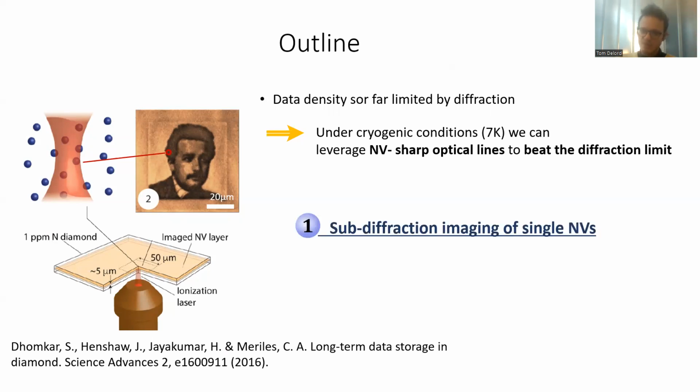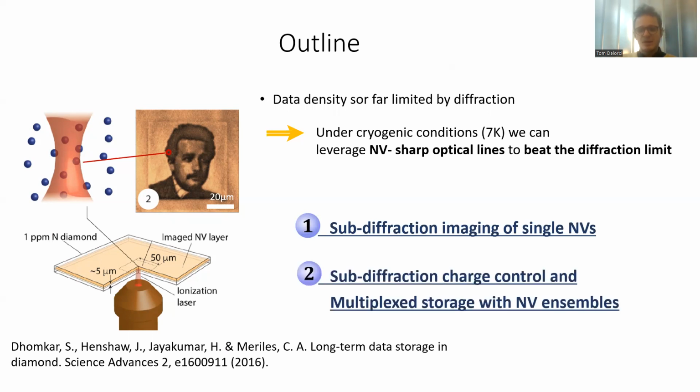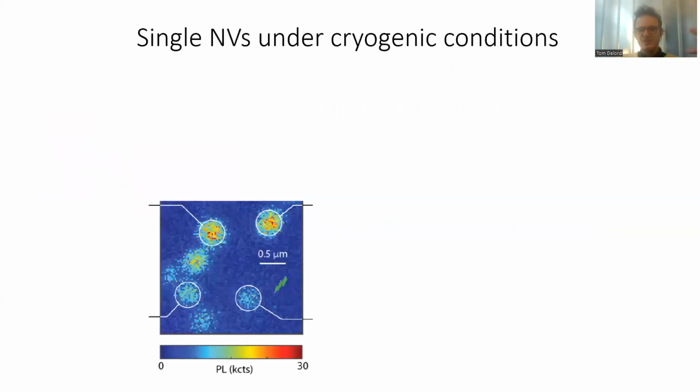We'll first show sub-diffraction imaging of single NVs in diamond, and then show sub-diffraction charge control, and eventually leading up to multiplex storage with NV ensemble. So let's look at single NVs in diamond. What you see here is a confocal image using a green laser of single NVs. Every bright spot here is a single NV.